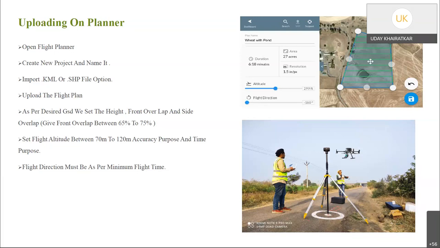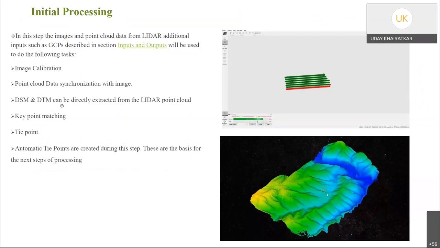Cloud data synchronization with image. DSM and DTM can be directly extracted from this. These are the different formats of output: key point matching, tie points. Automatic tie points are created during this step. These are the basis for next step processing.